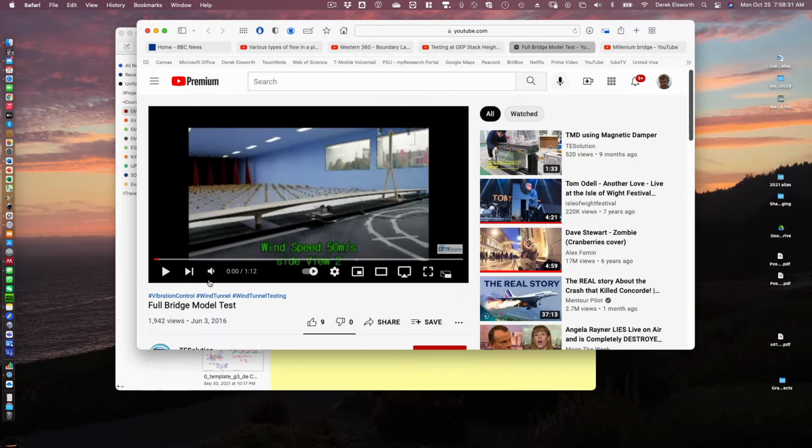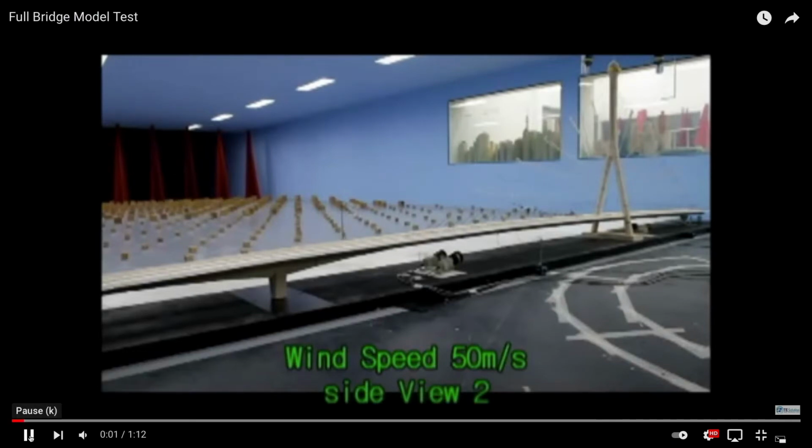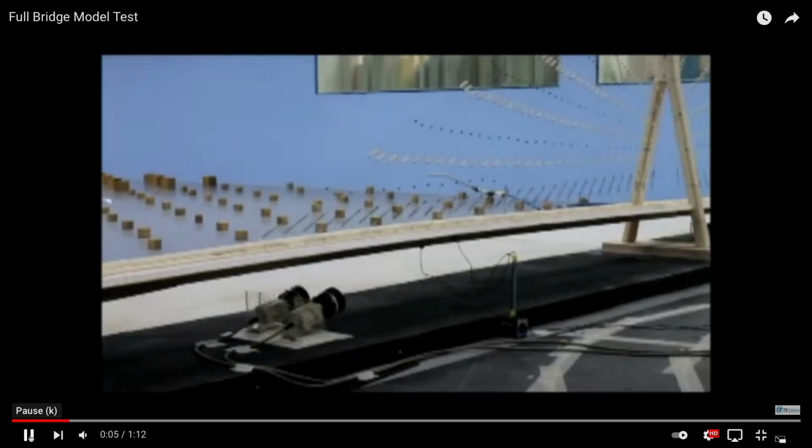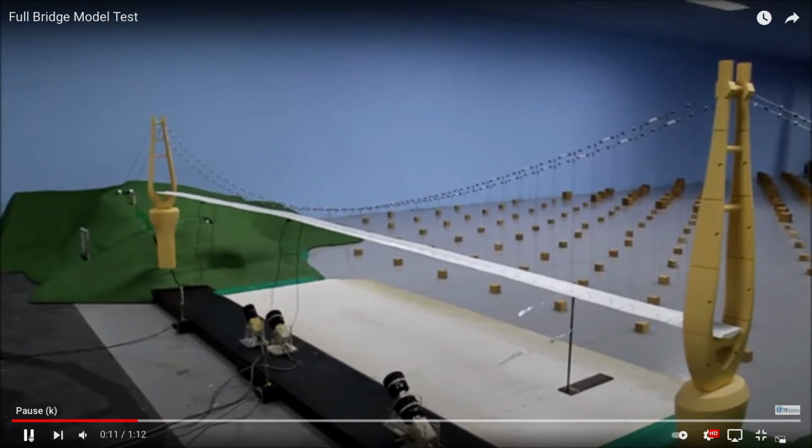Something you could probably relate to as well. And again, a scaled model of a bridge. I guess this is going to run a bit longer. It's not super clear on my screen. Oh, that's a bit better.